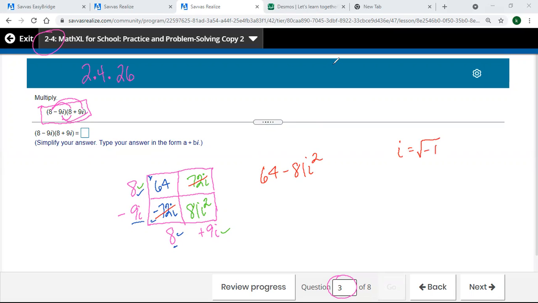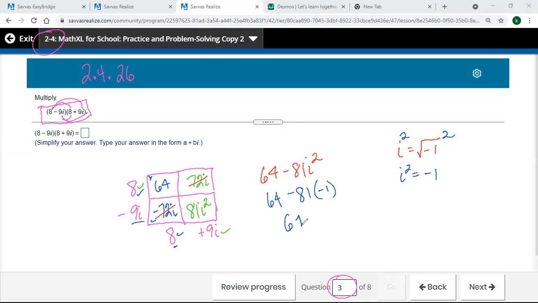Well, if you watched a previous video, I explained that if i is the square root of -1, and you square both sides there, then i squared ends up being, what's the square do to the square root? It undoes it, cancels it. They're inverse operations, so they undo each other. So i squared is -1. So this minus 81 times this i squared is -1.